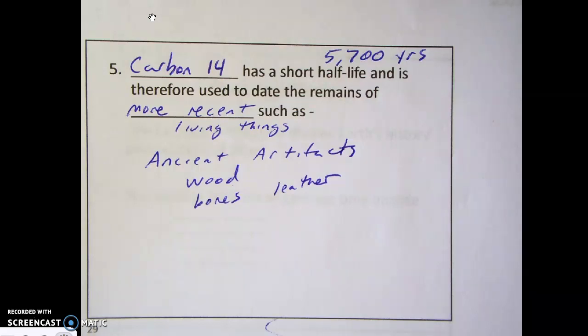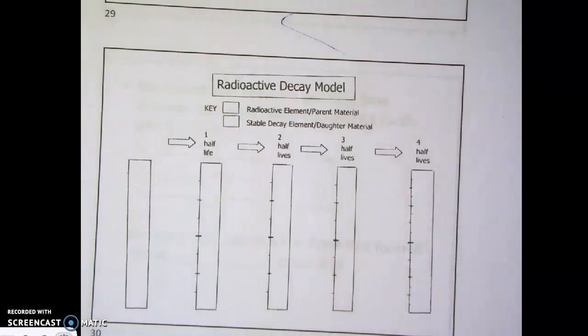Ancient artifacts, Native American artifacts, things from ancient Rome, ancient Greece, ancient Egypt, and so on. But if you want to really find out about old things, really old things, we need to look at those higher half-lives. So let's take a look at an example problem.